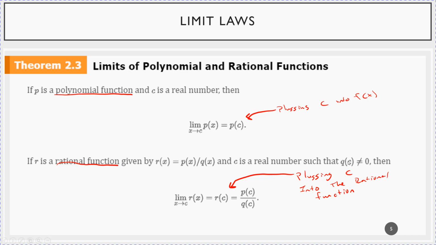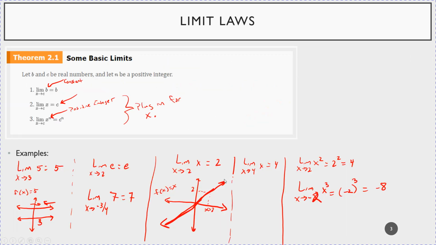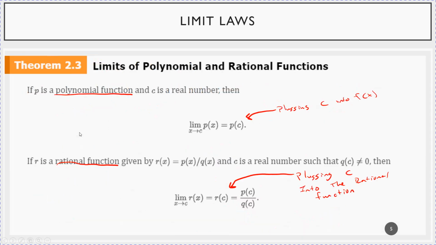So here's the big ones. What we've done so far: constant. Piece of cake. Limit as x goes to c of any constant is just the constant. If it's x, limit as x goes to c, just plug it in. If it's x to the n, again, this is just a polynomial function, so you're literally just plugging c in. Polynomial function, plug it in. Rational function, plug it in, literally as long as it doesn't make the denominator go to 0.